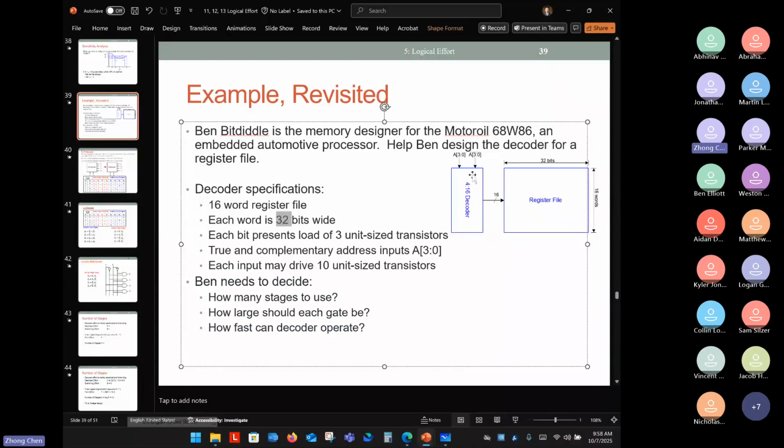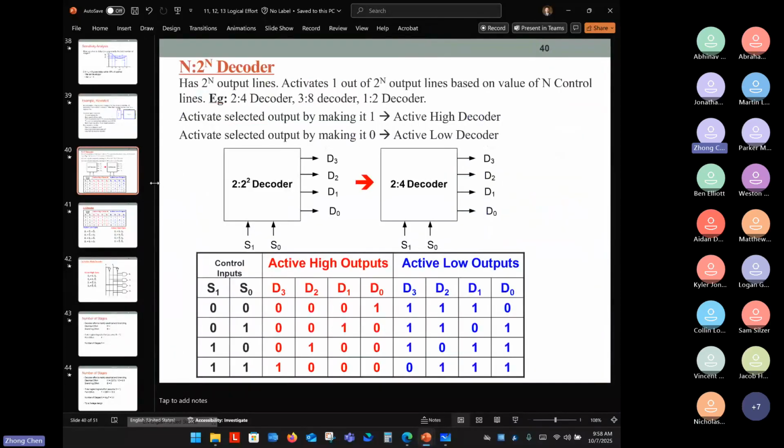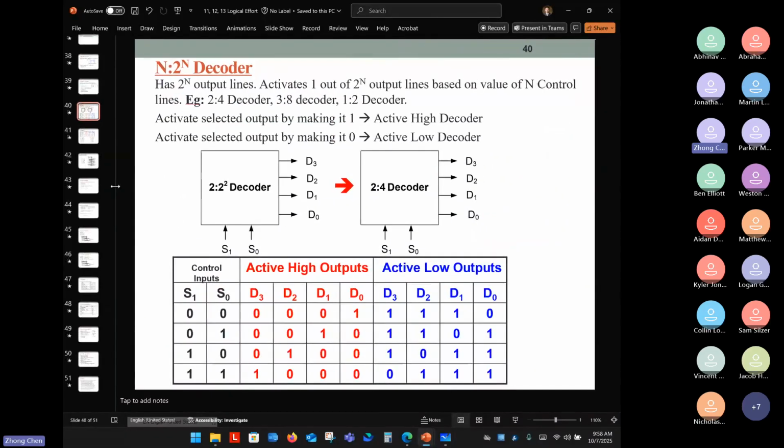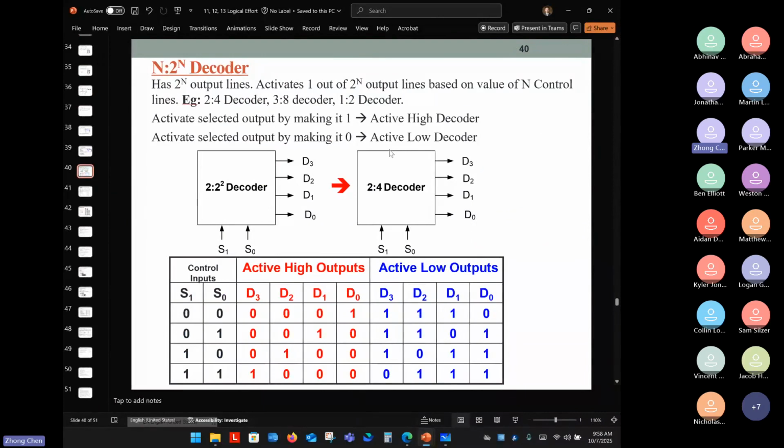Let's refresh our minds to see what the decoder design looks like. This is the n to 2 to the power of n decoder. I directly copied these slides from the sophomore level class. Yeah, you had it two years ago. This is active high and active low, so let's pick one of them, for example active high outputs.